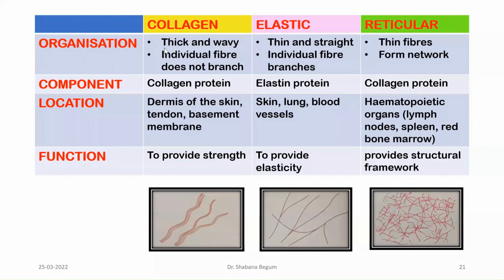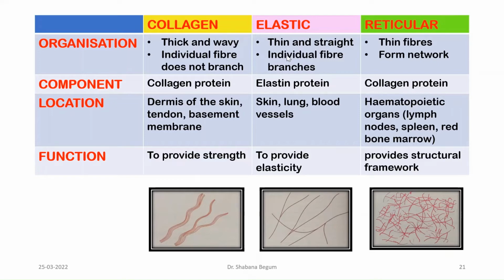Let us now differentiate between the three types of fibers: the collagen fibers, elastic fibers, and the reticular fibers. The collagen fibers form thick, wavy bundles, and the fibers do not branch. It is composed of collagen protein and is present in the dermis of the skin, tendon, in the basement membrane, etc., and it provides strength.